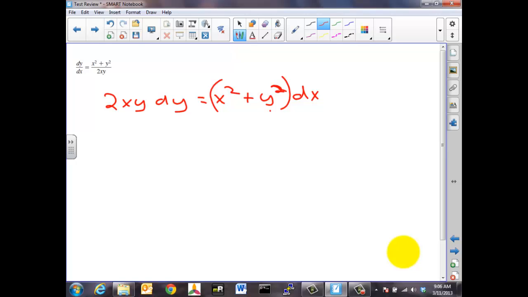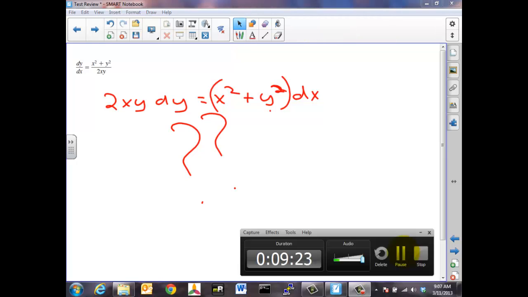I don't see how to separate those. I'm not sure what to do on that one. So skip over that one for the time being. I'll see if I can figure it out by tomorrow.